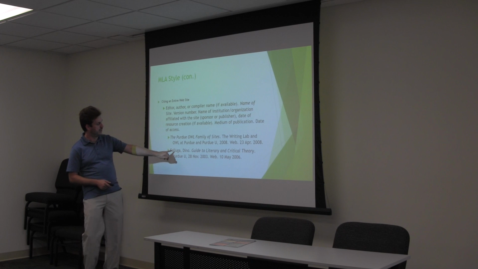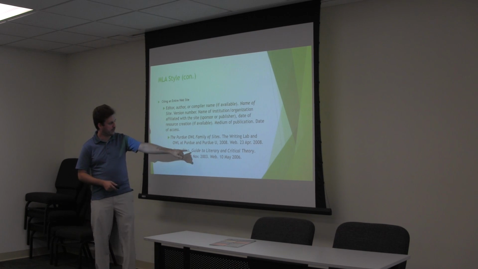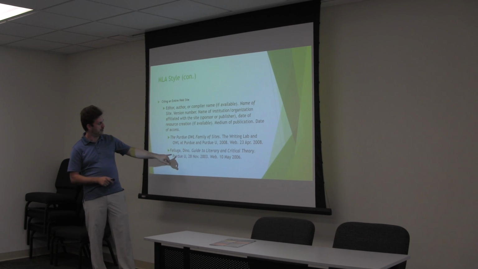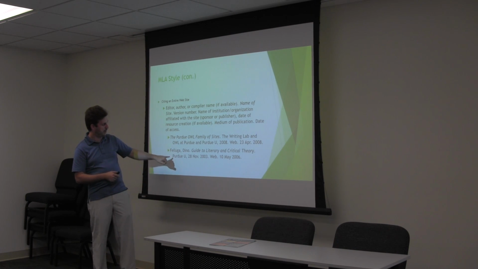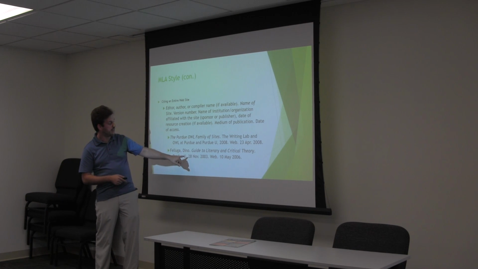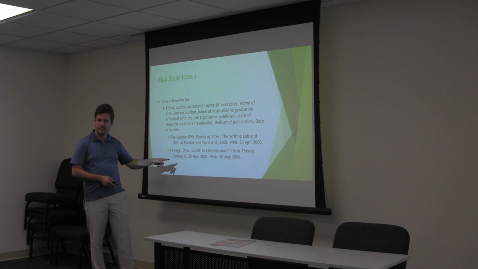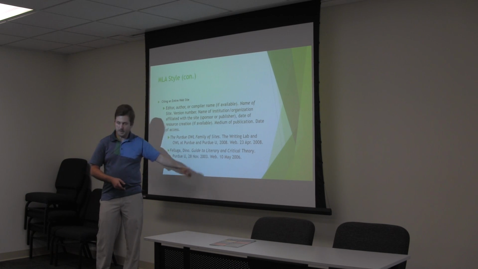On here it has last name, comma, first name, period. Guide to Literary and Critical Theory. So that's more the title there. Purdue University. So that would be the publication there. And then the date. And if you notice, on the date, what do they have? 28, and then they abbreviate November. So they have NOV, period, 2003, period.